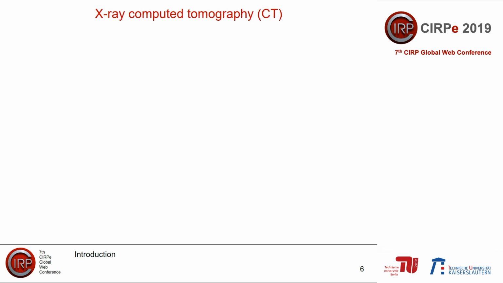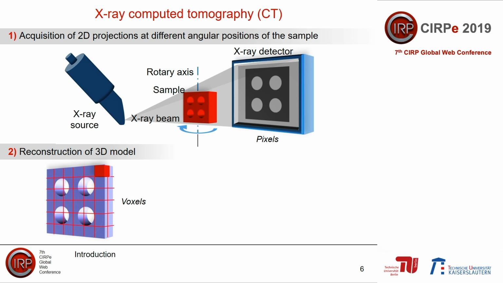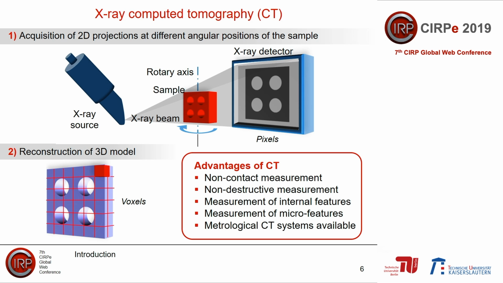In this context, X-ray computed tomography, that I will hereafter abbreviate in CT, is an advanced measuring technique that presents several advantages that will be discussed in the following. After the acquisition of a high number of bidimensional projections at different angular positions of the sample, a three-dimensional model can be reconstructed. This model can be used to perform non-contact and non-destructive analysis of outer as well as inner geometries, including microscale features. Moreover, metrological CT systems are currently available to perform accurate dimensional measurements.